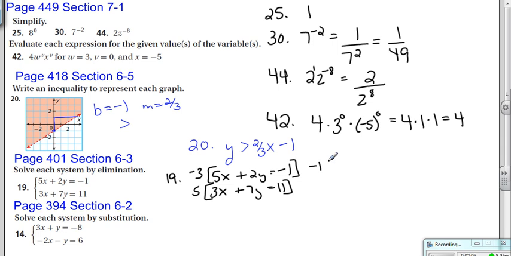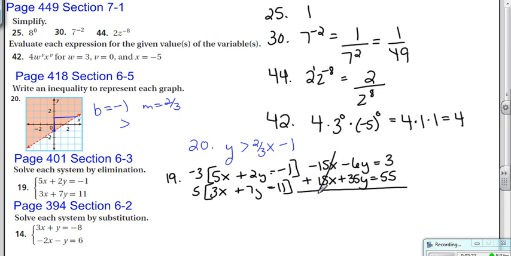So negative 3 times 5x is negative 15x. Negative 3 times 2y is negative 6y. Negative 3 times negative 1 is positive 3. 5 times 3x is 15x. 5 times 7y is 35y. 5 times 11 is 55. And then in elimination, you add your two equations together.